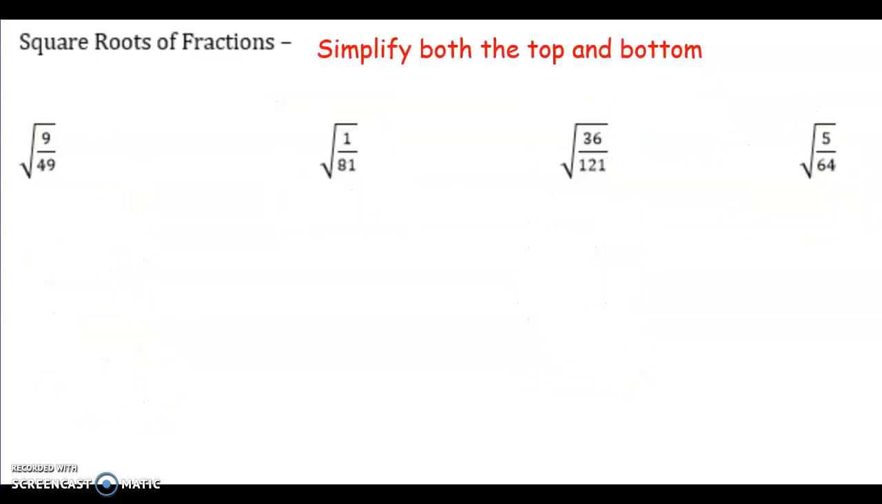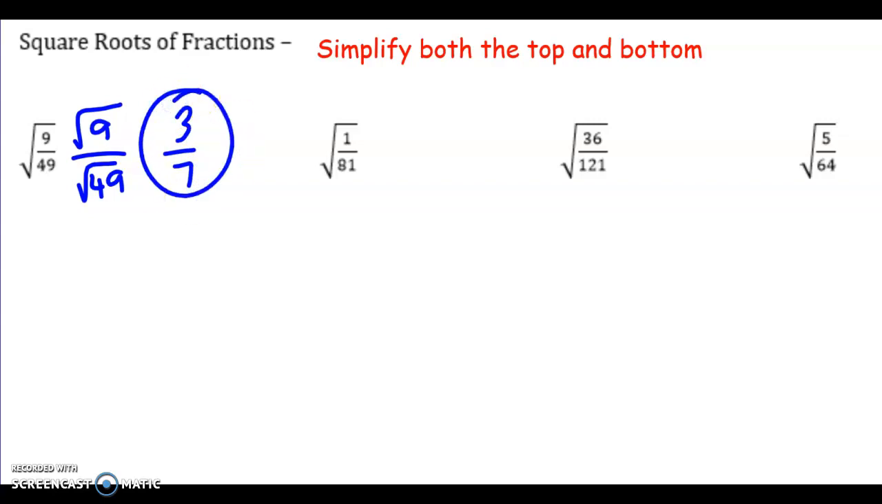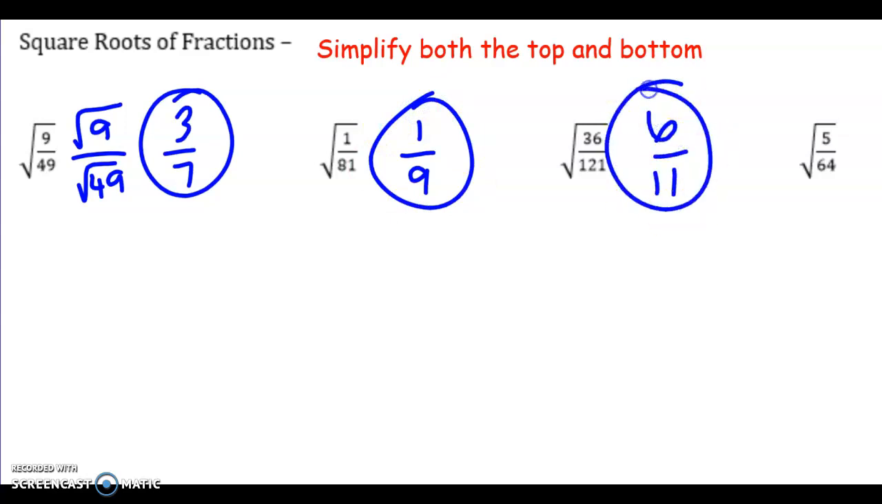Okay, so now the question is, what happens when I have fractions? So with fractions, we're just going to break them up into two things. We're going to simplify both the top and the bottom. So that's going to be the square root of 9 over the square root of 49. So that's just going to be 3 over 7, okay? Which makes this 1 over 9. Which makes this 6 over 11, and these work out perfect.